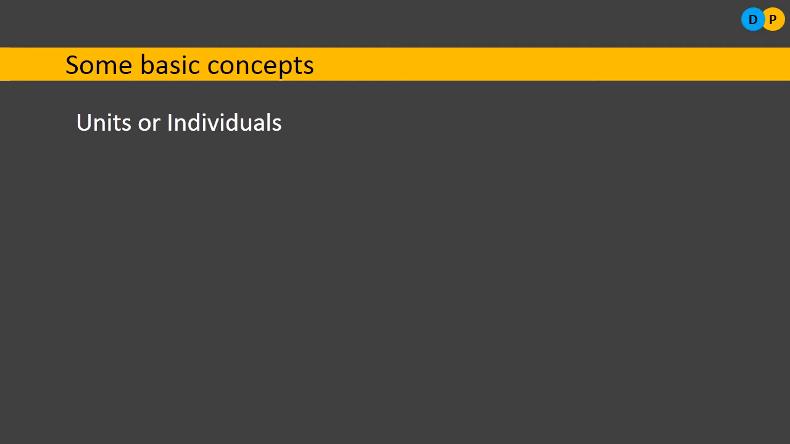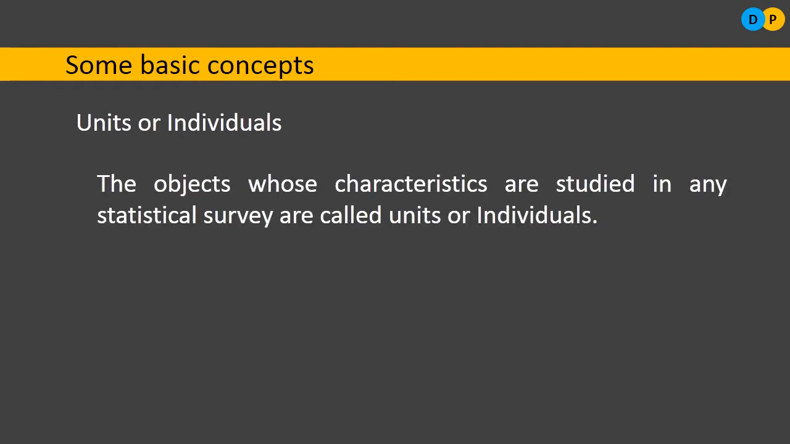So here what is meant by units or individuals? The objects whose characteristics are under study in a statistical survey are called as units or individuals. So you will be studying the pattern of characteristic. So in a particular statistical survey, they are referred as units or individuals.